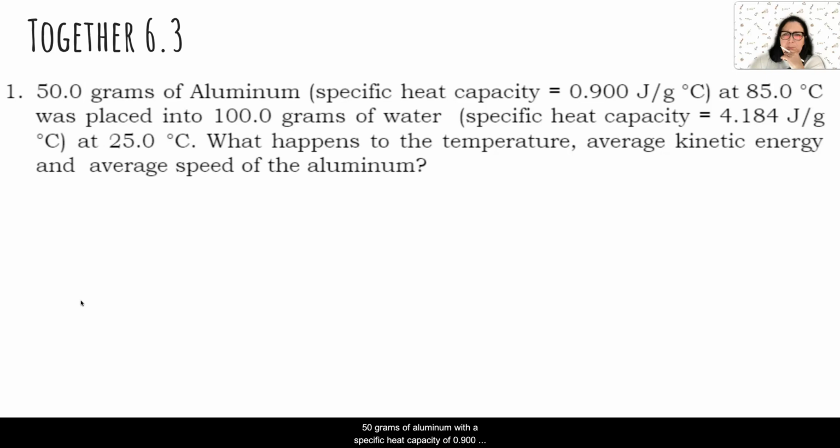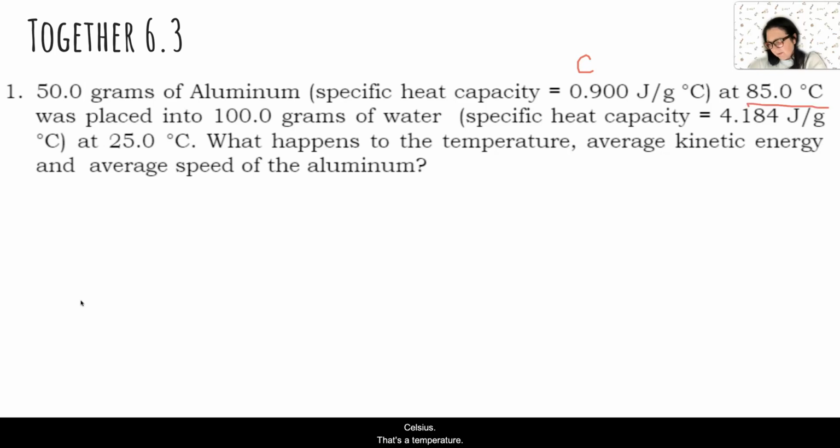50 grams of aluminum with a specific heat capacity of 0.900 joules per gram times degrees Celsius. This is getting into calorimetry, the Q equals MC delta T equation. But we're not doing that in 6.3, so slow down. I know that's scary looking, but don't panic. All right, so this is that C.